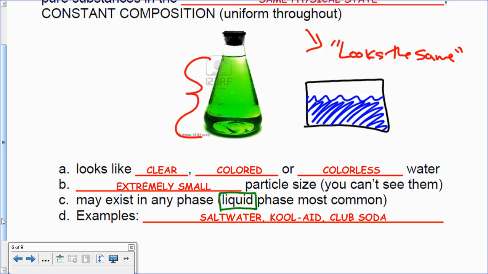Some examples: salt water, Kool-Aid, club soda, any kind of soda for that matter, once it becomes flat, is technically a solution. Okay, alcohol is a solution, at least how we consume it here in America.